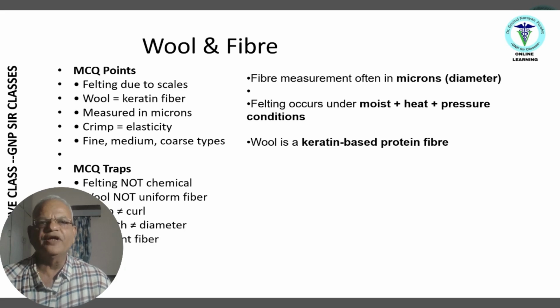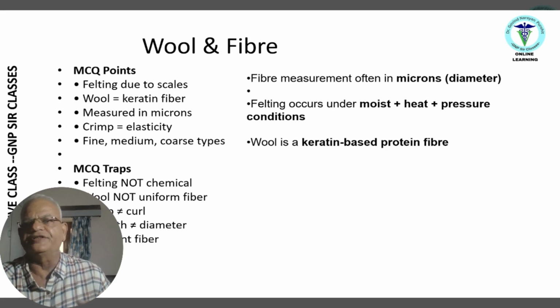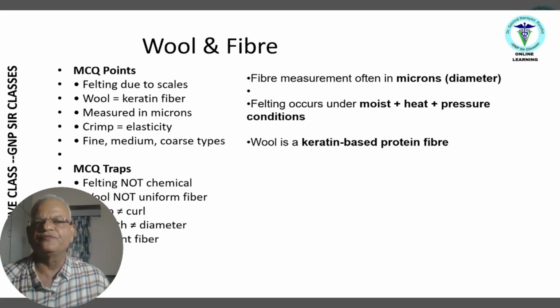Then for wool and fiber, here are the MCQ points. Felting occurs due to scales. Wool is a keratin fiber, measured in microns. Crimp results in elasticity, and wool is either fine, medium, or coarse types. Fiber measurement is often in microns. Felting occurs under moist plus heat plus pressure conditions. Wool is a keratin based protein fiber.